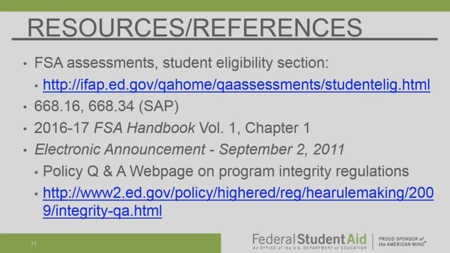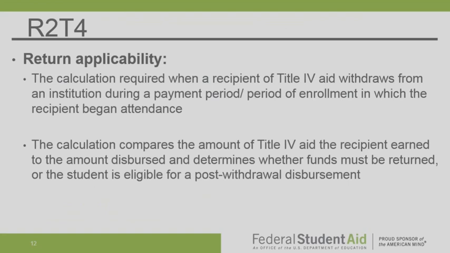The Code of Federal Regulations 668.16, 668.24 and 34 deal with satisfactory academic progress. So if you'd like to go and read the regulatory pieces, you can do that. There's an electronic version. And with that, I'm going to hand it over to Carla because I don't want to take up too much time, and we can have time for questions afterwards as well. All right. Okay.